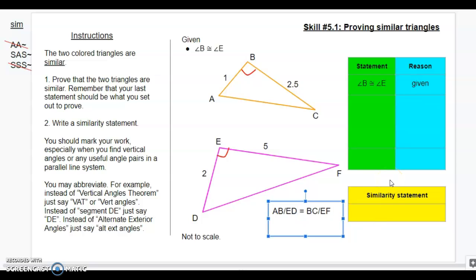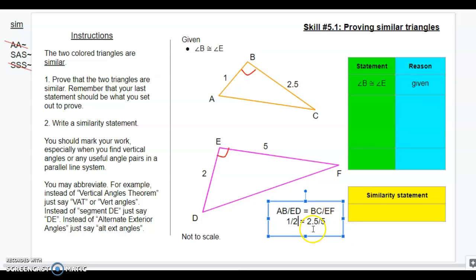All right, so what's the length of AB? That's 1. What's the length of ED? That's 2. What's the length of BC? That's 2.5. What's the length of EF? That's 5. If you were doing this on paper, you would not be using the angled slash bar, you'd be using a horizontal slash bar. I'm not doing it on paper, so I don't need to do that. Do I need to center this? No, but maybe it'll help you see what I'm trying to do here.